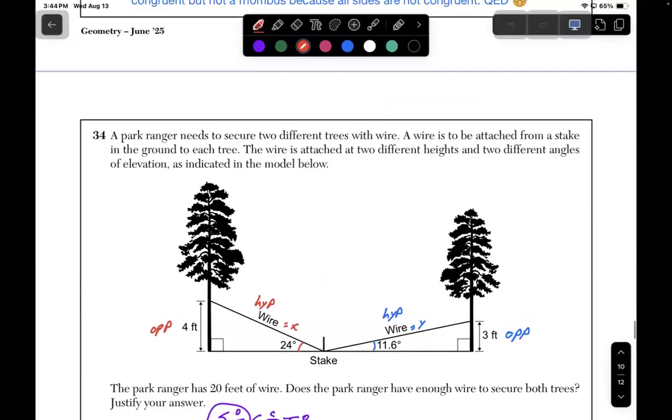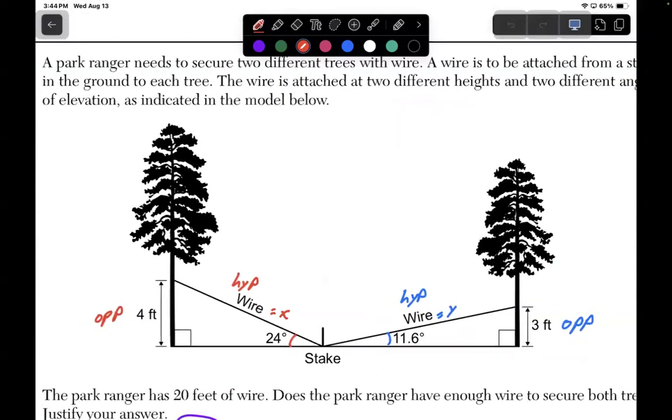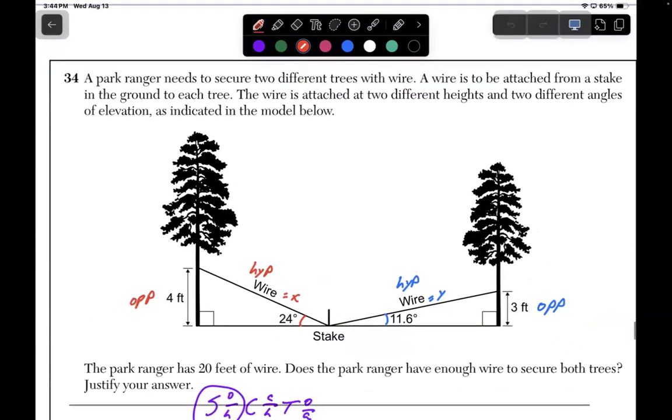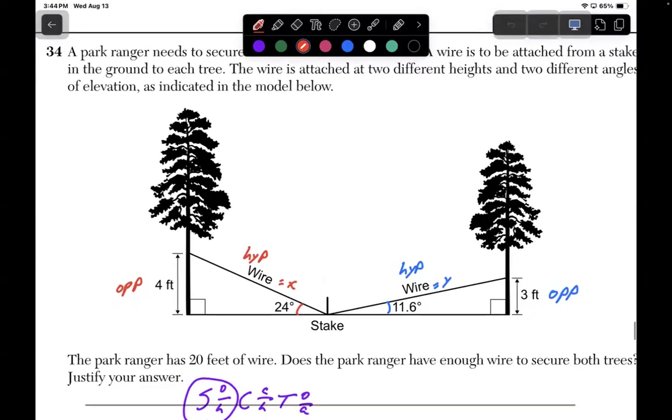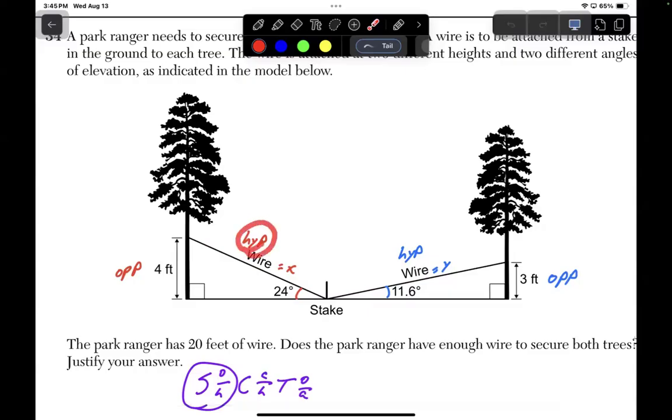Okay, I like this question. So a park ranger basically wants to figure out if he has enough wire for these 2 trees because he's putting in support wires for these trees. So you need to find the length of this hypotenuse and the length of this hypotenuse. It's fairly straightforward. It's really the same calculation for both of them since we have our hypotenuse and our opposite side. So we're looking for the hypotenuse and we know our opposite side. It's going to be sine.